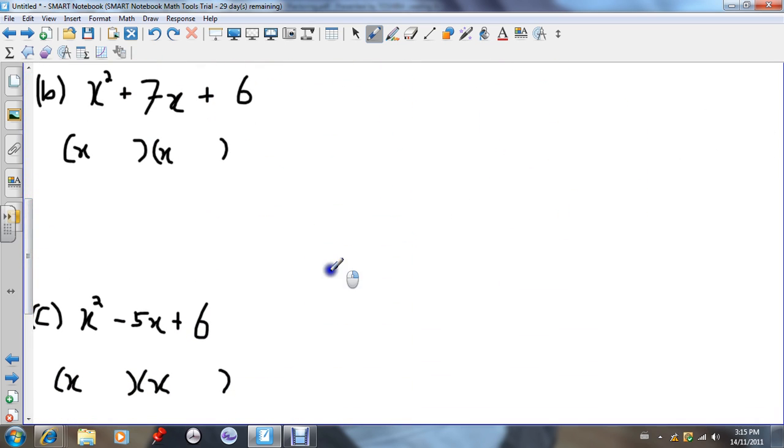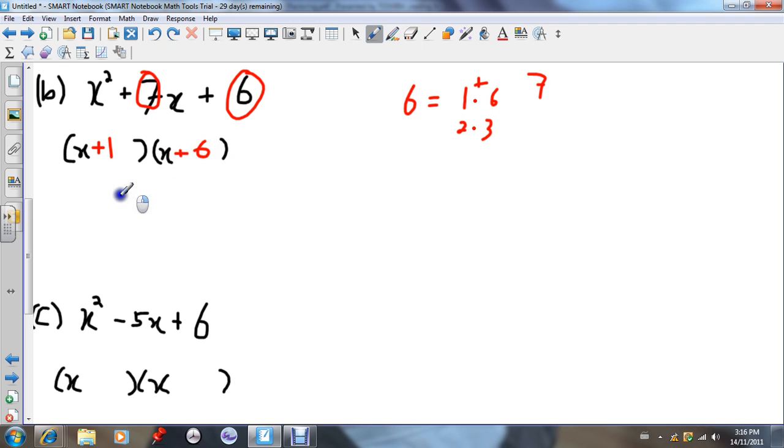Same way. We need two numbers that multiply to give 6 and add to give 7. Well, we know that it must be 1 times 6 or 2 times 3. Most of you should be screaming at the screens, there's 1 and 6. Why? Because when you add them, they give 7. x plus 1 goes here, and x plus 6 goes here. Doesn't matter if you put a 6 here and a 1 here. Doesn't matter, as long as you get it done.